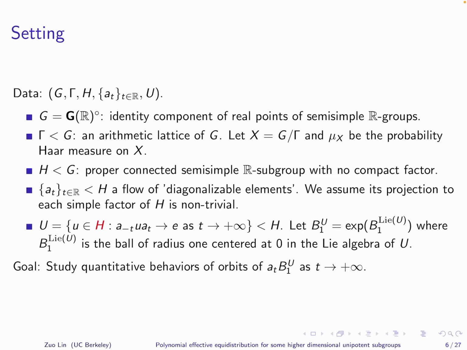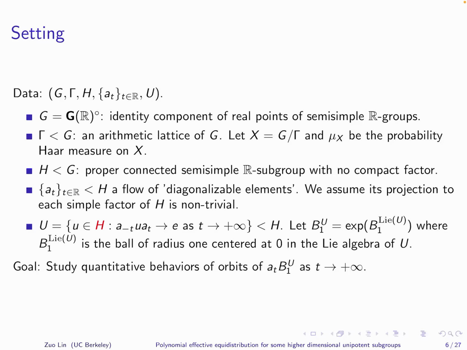And inside here, I will choose A_t to be a flow of diagonalizable elements. It's generated by some semisimple elements in the Lie algebra, or if you like, in the setting of SL_n, it is just a flow of diagonal matrices. And I'll assume that its projection to each simple factor of H is non-trivial. So this diagonal flow really sees all parts of H instead of just some part of it.